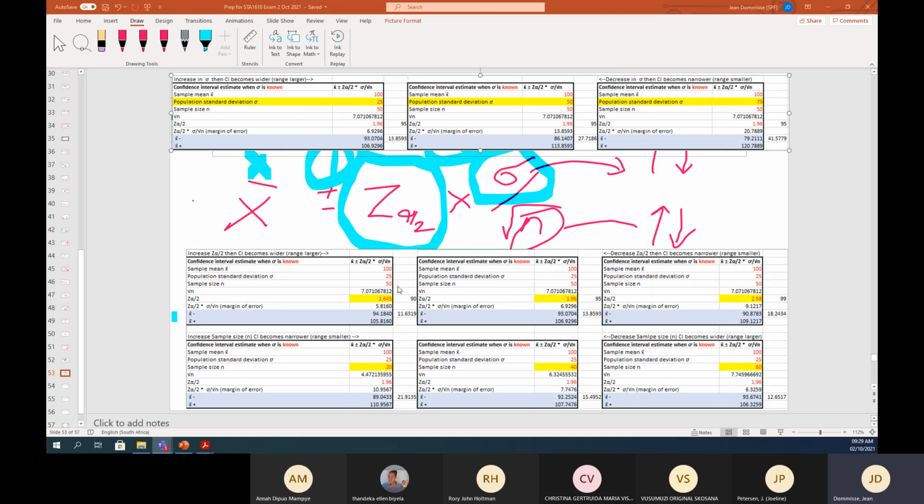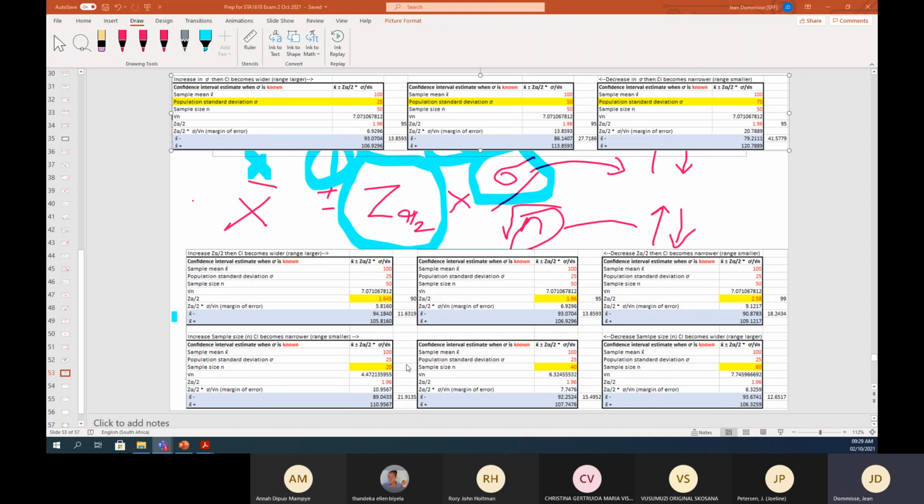In this one, your 90, 95, 99, you can see what happens to your range or your two intervals. So as the confidence goes up from 90 to 95 to 99, your range becomes bigger. So the only one that becomes smaller with something going up is your sample.